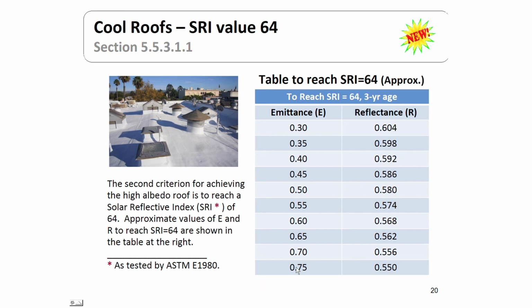The requirement that I mentioned earlier is the one here on the bottom. You have to have an emittance of 0.75 and a reflectance of 0.55. So if your emittance is less, going up the chart here, then your reflectance has to be a little greater to reach that point. And again, that has to be a number as tested by the ASTM E1980.